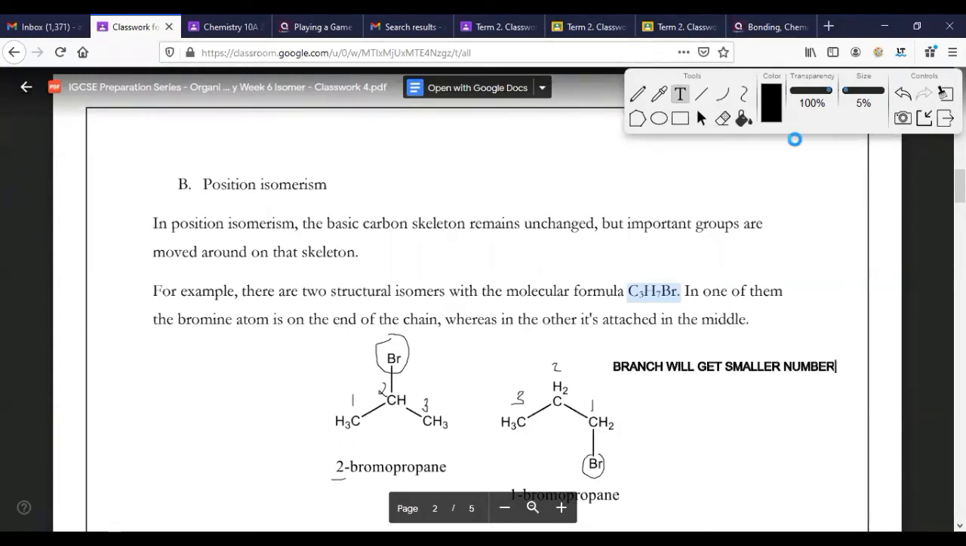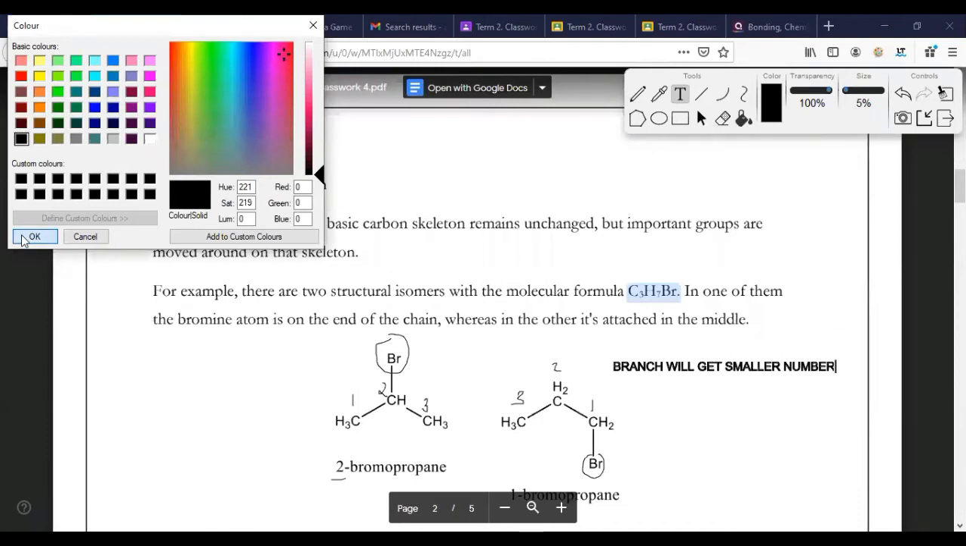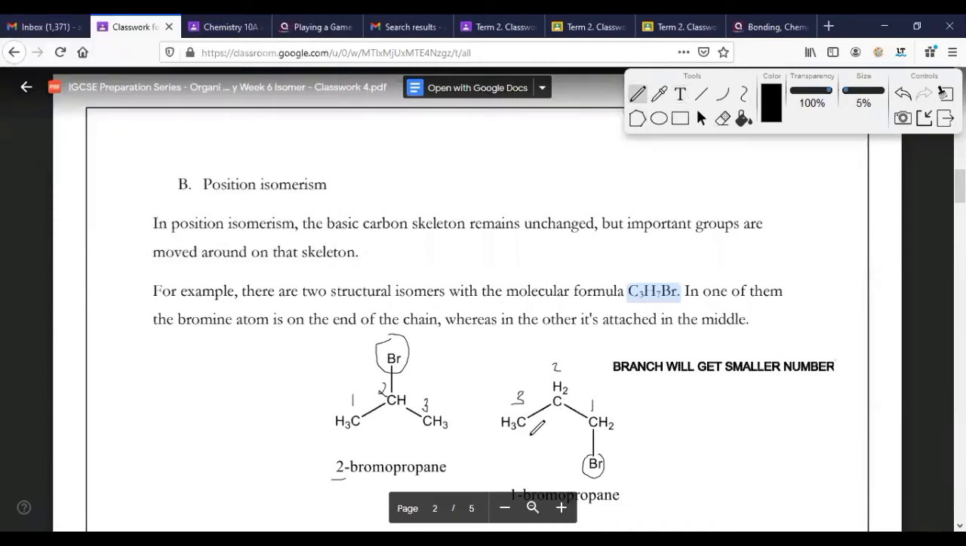That's why, for example, if you label the carbon from here, this is 1, this is 2, and this is 3, this is not correct, because if you label from the left, your bromine will get number 3. And that does not fit the requirement. There is a rule for that. And then what else? That's it. It's not really difficult. Just check the label and give the smaller number for the branch.